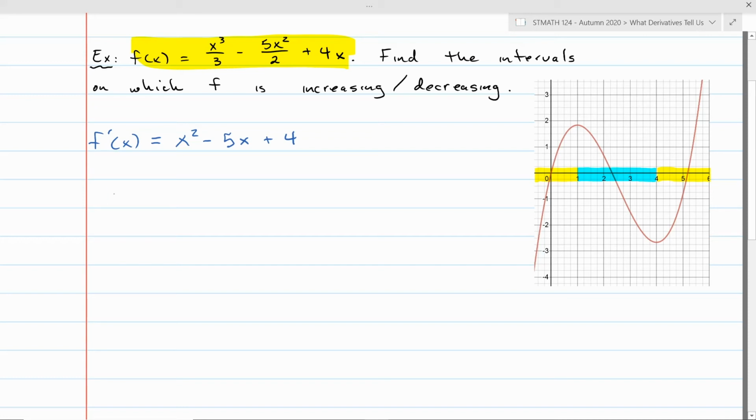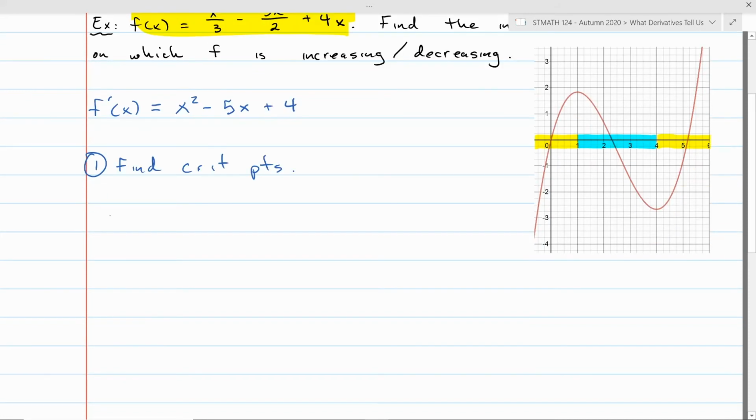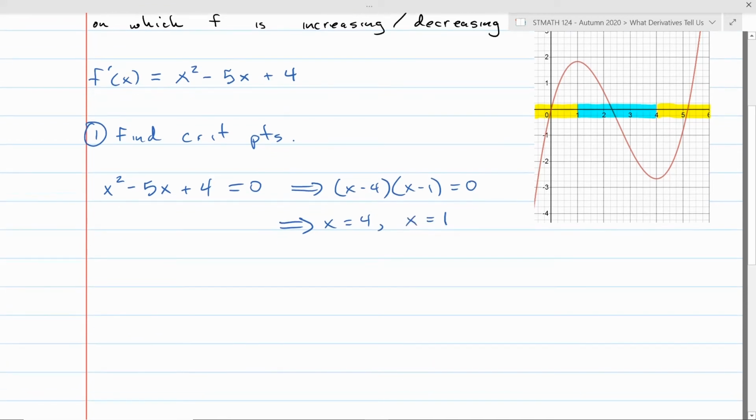So your first job is to find the critical points. I can see that the derivative is always defined, so the only kind of critical points that I need to worry about are where it's equal to 0. And I think I can factor that as x minus 4 times x minus 1. And then solving there, you get x equals 4 and x equals 1, which corresponds to the picture, right? So that's feeling pretty good.